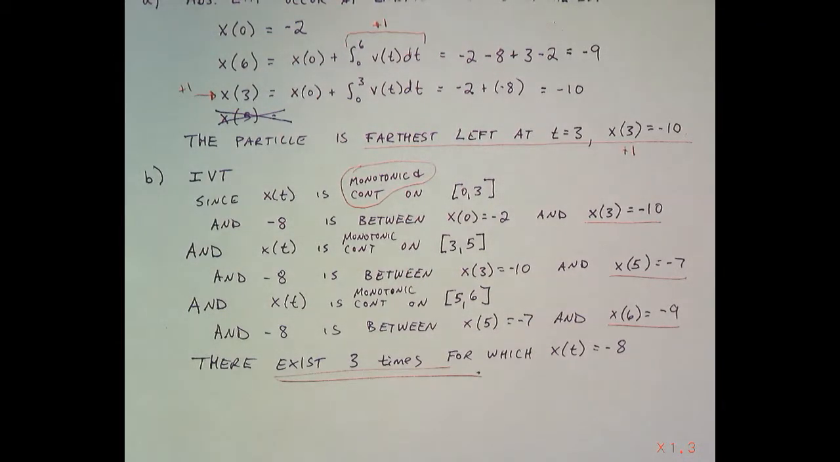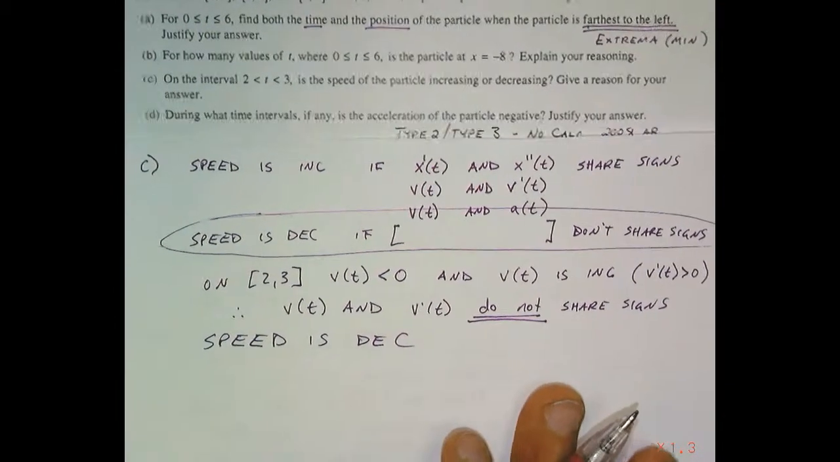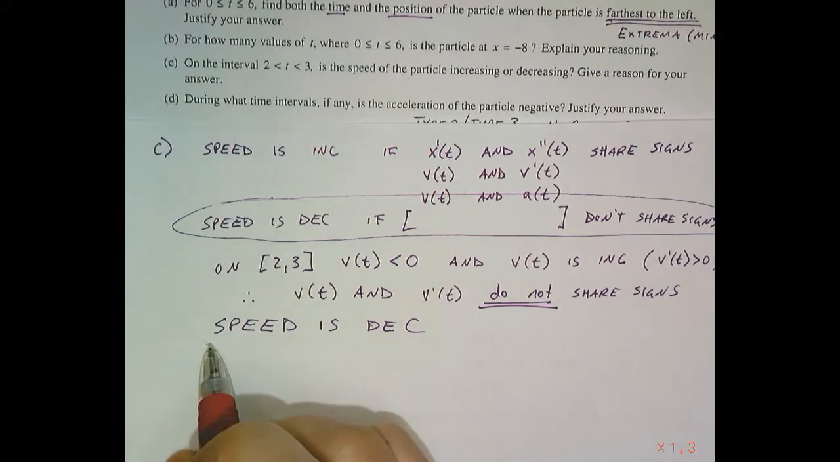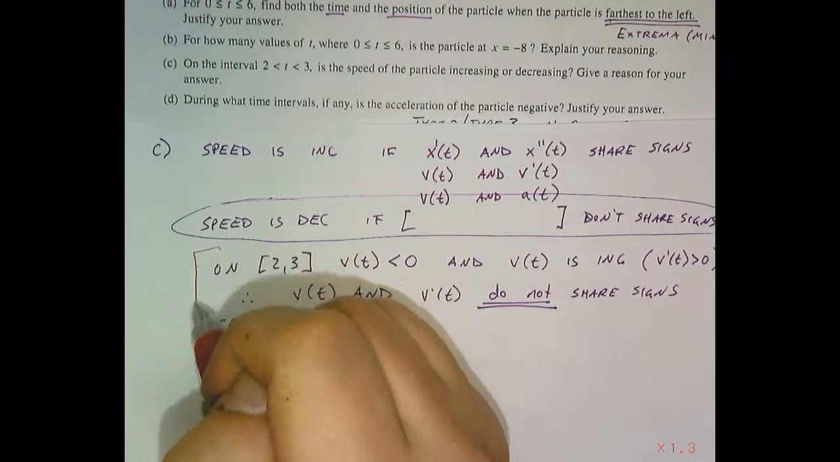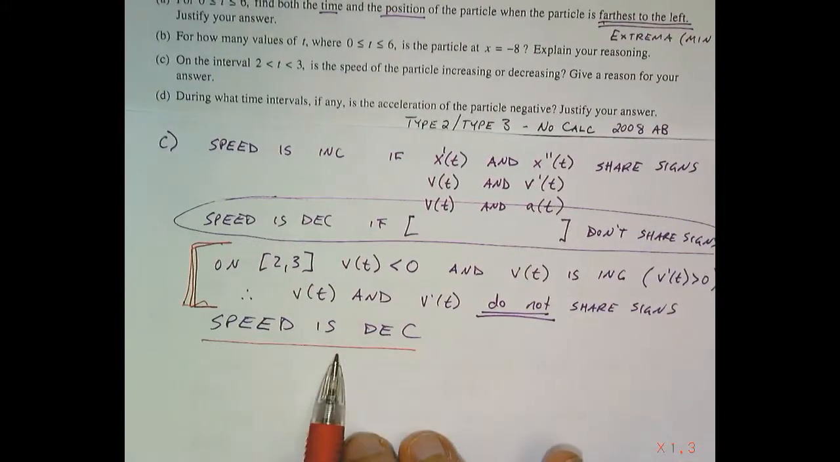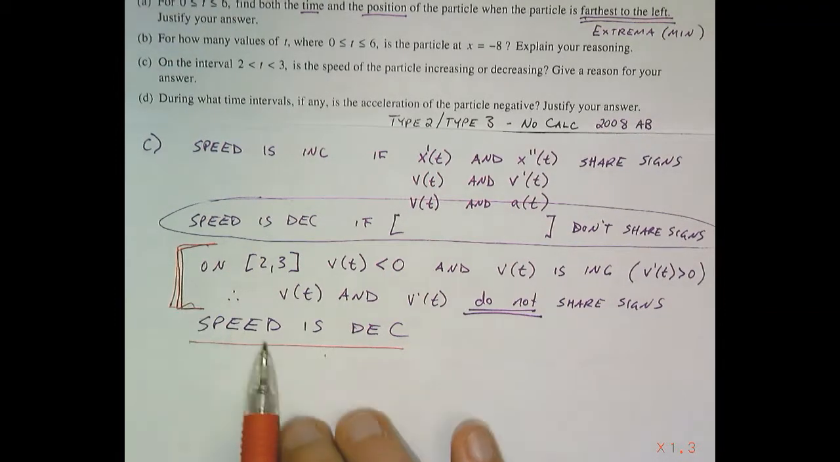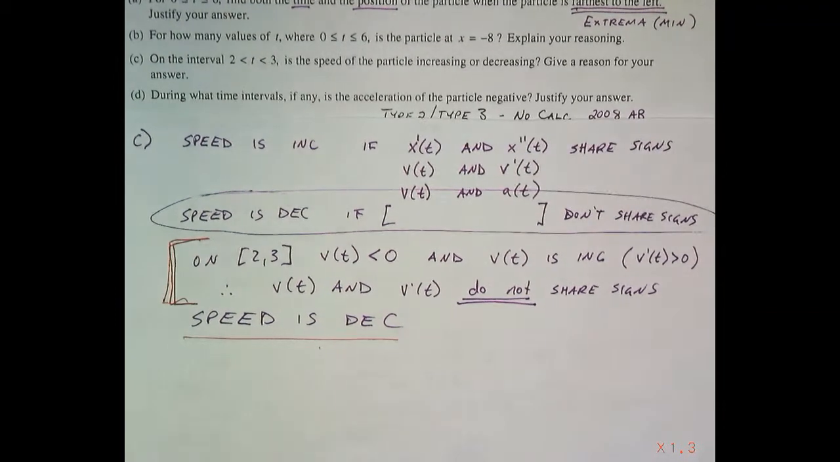Okay, moving to part C. Part C is worth only 1 point, and the point is the answer with the reason. Okay, so you have to answer that the speed is decreasing, and if you answered that correctly, they'll look at the reason, and if your reason is correct, then you get the point. Only 1 point.